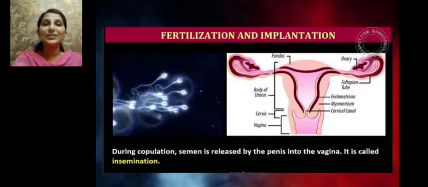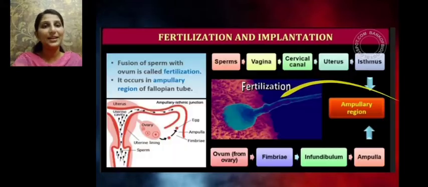We know fertilization is the union of the male gamete and the female gamete, both of which are haploid. These male gametes are released into the female reproductive tract at the time of copulation, or mating. The semen, a combination of seminal plasma and sperms, is released by the external genitalia, that is the penis, into the vagina. This process is called insemination.